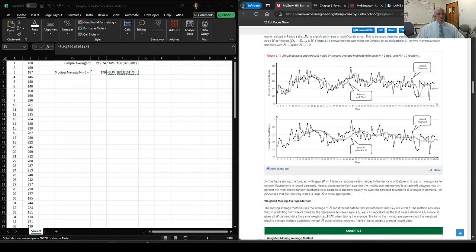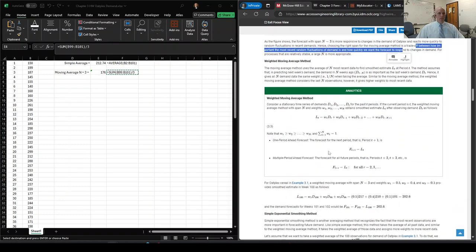So there's some trade-off between how important the most recent random fluctuations are, how quickly we want to respond to the changes in demand. That's the trade-off with N. Larger N's versus smaller N's. Smaller N is we're going to be a little bit more responsive. Larger N's are we're going to be a little more smoothed out.